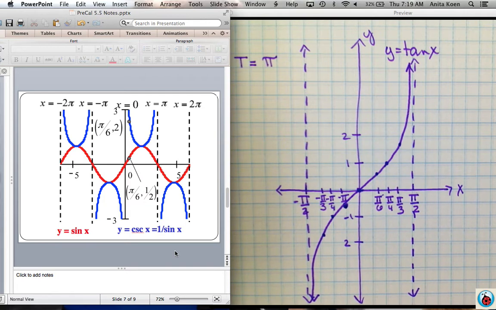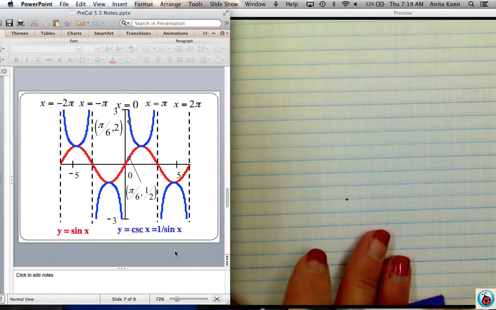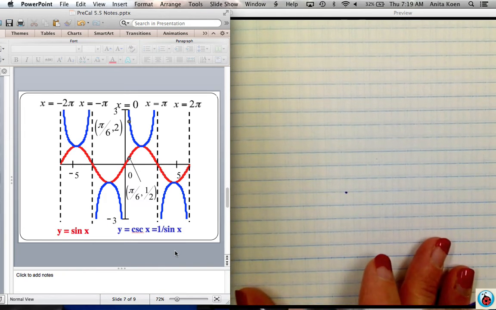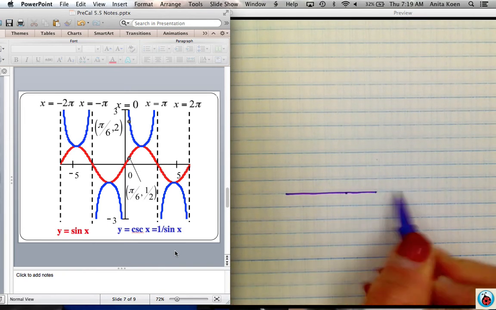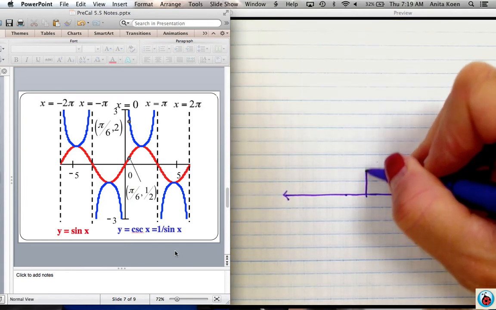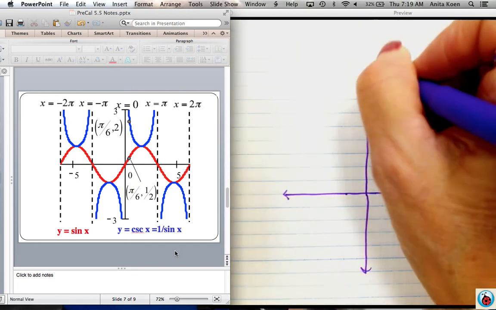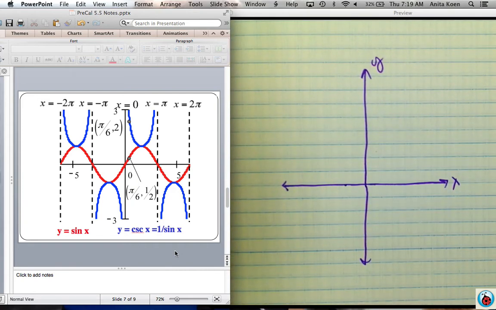All right, the cosecant. Here's the thing that I want you to remember about the cosecant function. The cosecant function is the reciprocal of the sine function. And when you graph the cosecant function, what I want you to do is graph the sine function first. So I want you to graph your regular sine function.